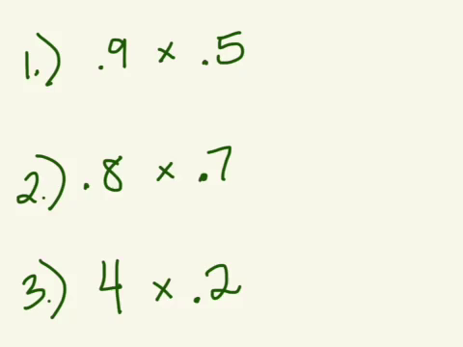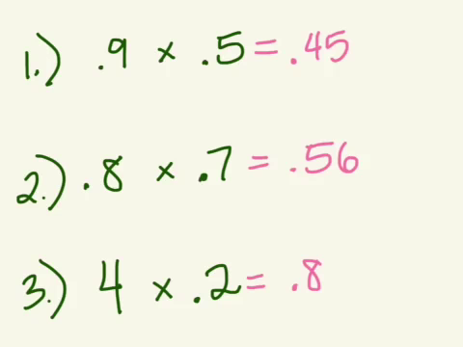Here's some for you to try on your own. Copy these down and see if you can use the patterns that we've learned about to find out the answer. Be careful on number 3. Press pause now. Okay, did you get them right? Number 3 was especially tricky because it was 4 wholes and 2/10 of those 4 wholes. So 4 times 2 is 8, and then we only had 1 power of 10 to deal with, one negative power of 10. So we only moved the decimal 1 place over.